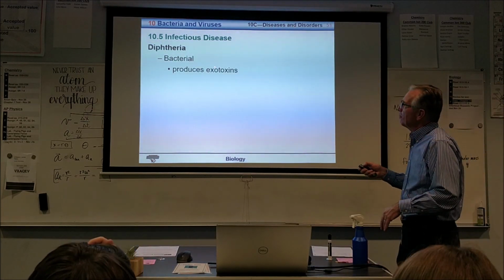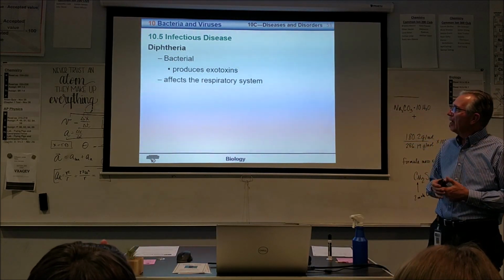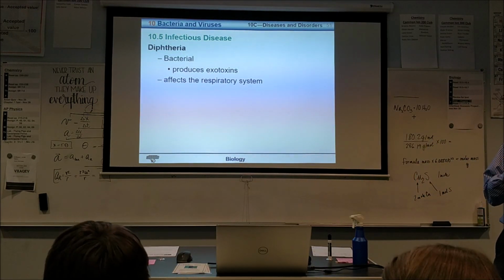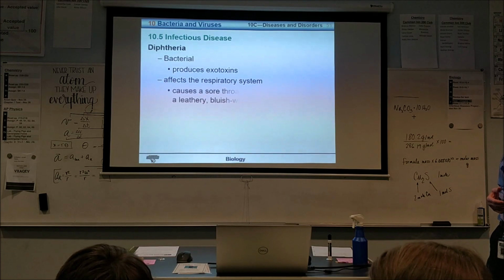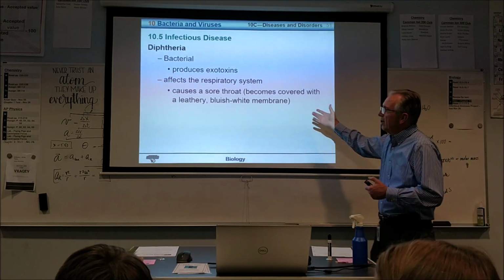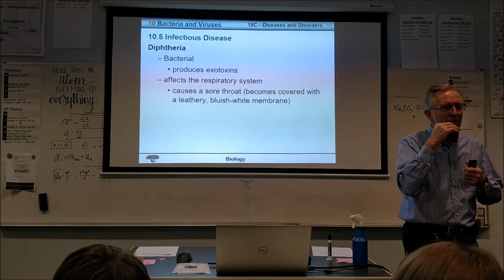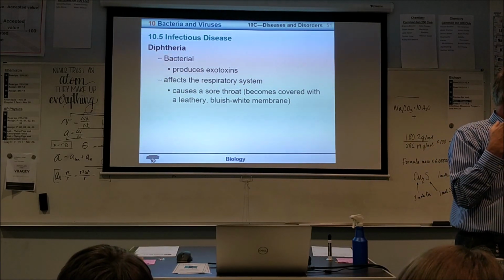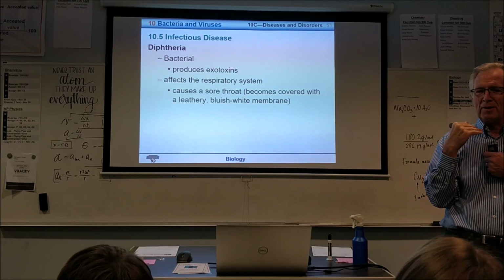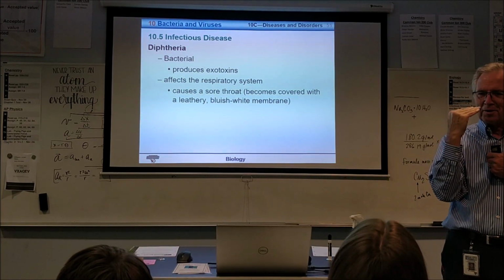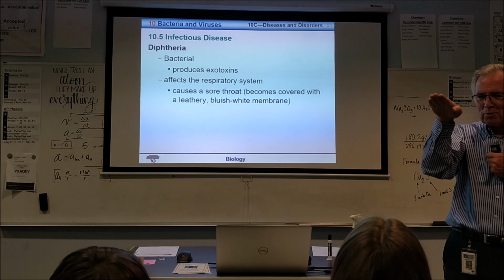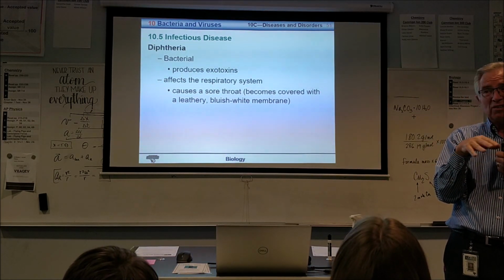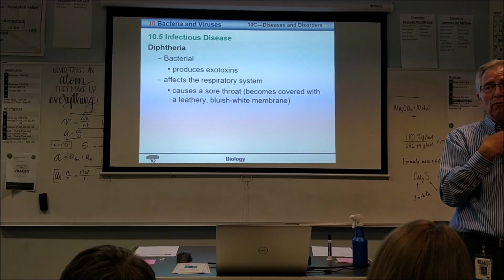So this is one that produces an exotoxin, and it affects the respiratory system. So people who had diphtheria, it affected their respiratory system. They had a sore throat, and if you would look at the back of their throat, sometimes if you've ever been at the doctor when you've been sick, the doctor sticks this little tongue depressor in your mouth to push your tongue down so they can get a good look at your throat. So some of these diseases are affecting your throat.